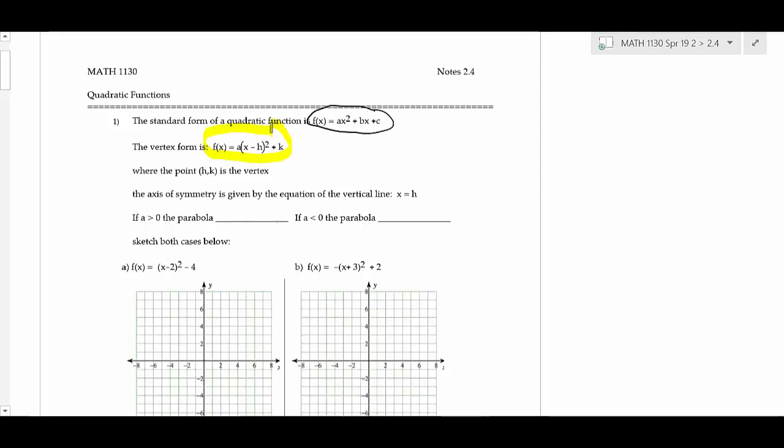Okay, so you can actually complete the square and you can put a quadratic function in its vertex form, then it assists you with the graphing. So we're going to focus a lot in this section on the graphing of a quadratic function.